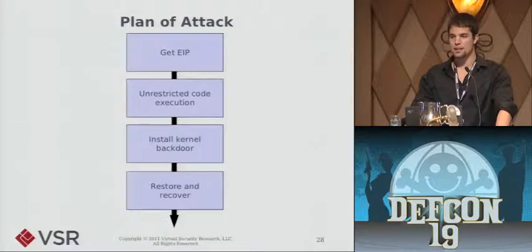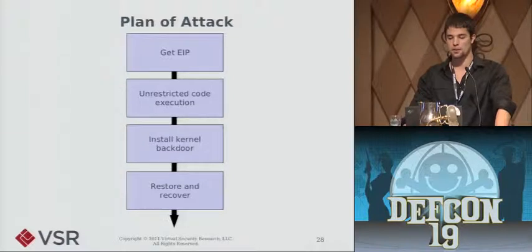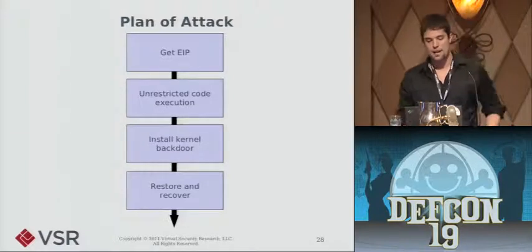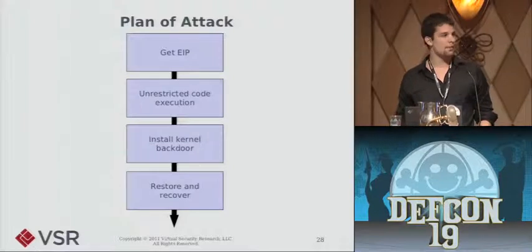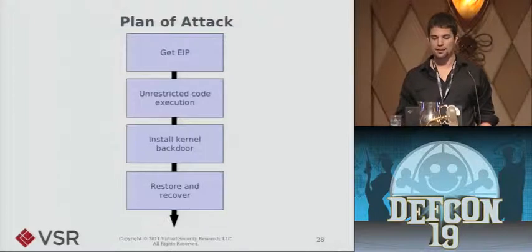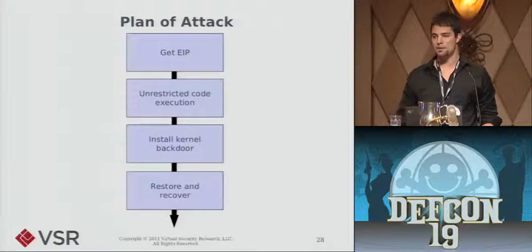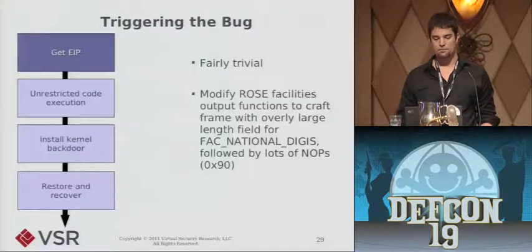We've got a vulnerability, and we want to actually exploit it. The first step is to actually gain control of the instruction pointer so we can control what the kernel is going to do. And from that point, we need to actually start executing code. Next, I decided that my exploit would install a remotely triggerable kernel backdoor, because that sounded like fun. And finally, we will have to do some cleanup to make everything keep running. So first, triggering the bug was actually really the easy part.